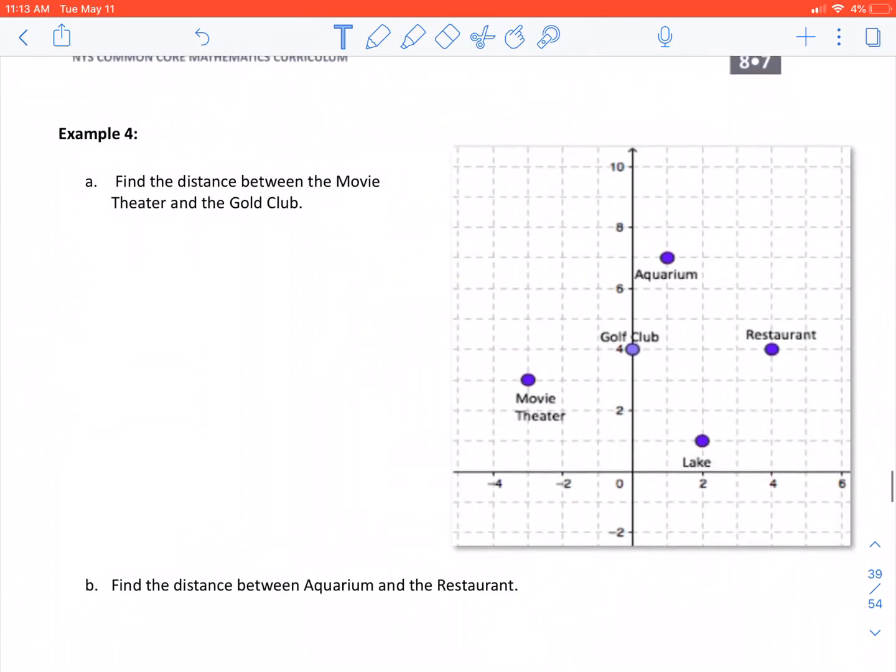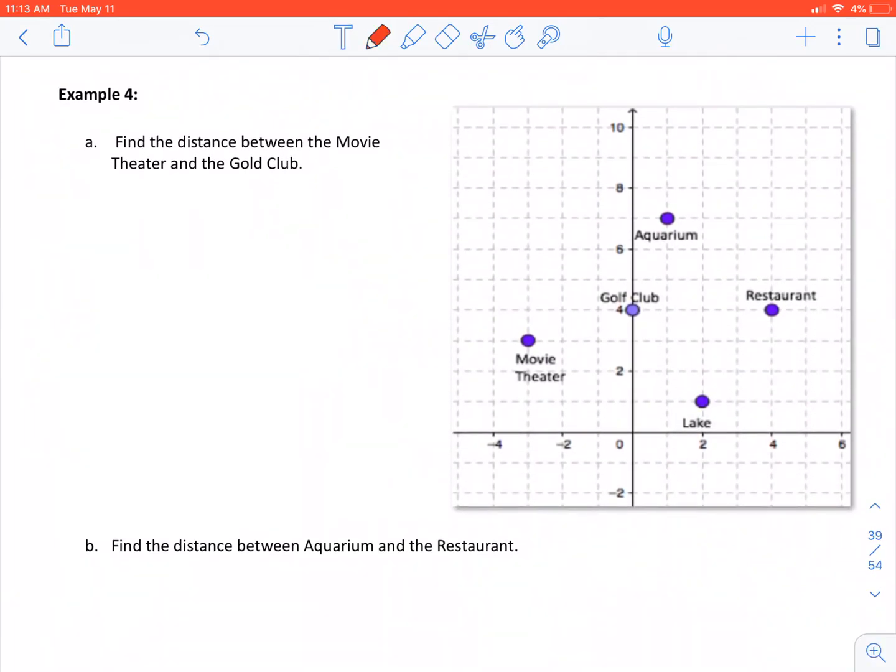All right, example 4. Find the distance between the movie theater and the Gold Club. So we have a whole list of places. I'm going to just highlight this. We're talking about the movie theater, this dot right here, and the Gold Club. So I want to know the distance between the two. So quickly, I just want to label that the Gold Club would be the point (0, 4). The movie theater is at (-3, 3). So I have the 2 points.